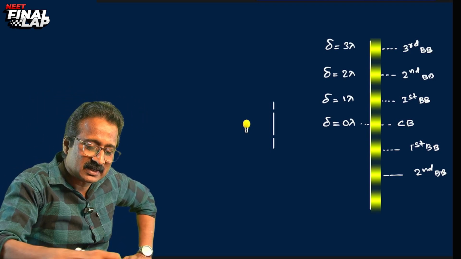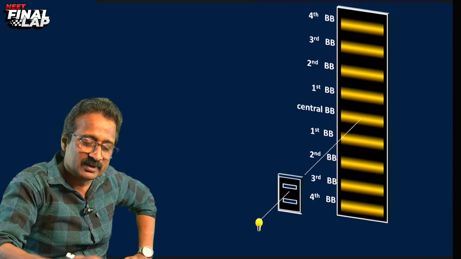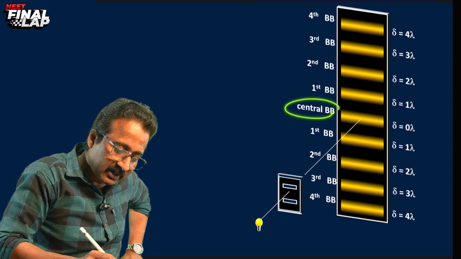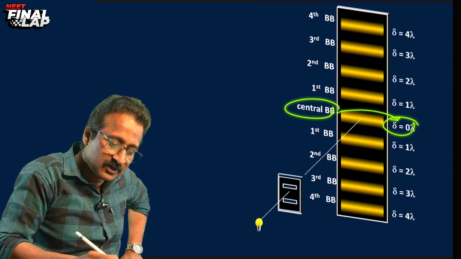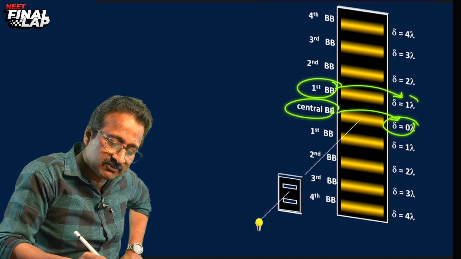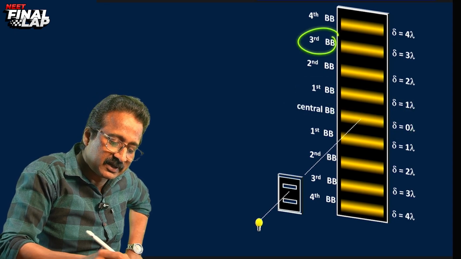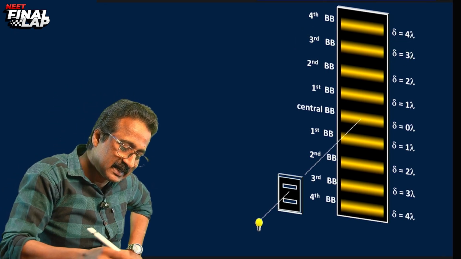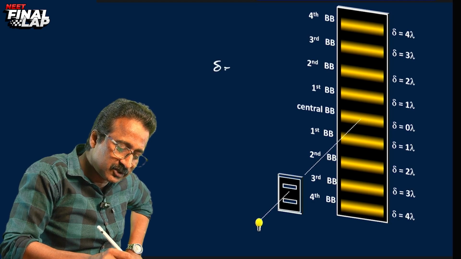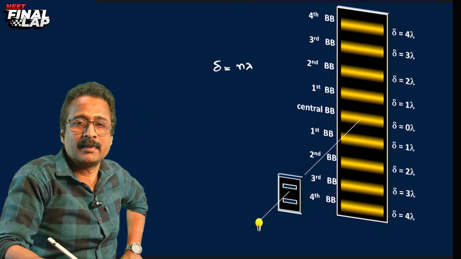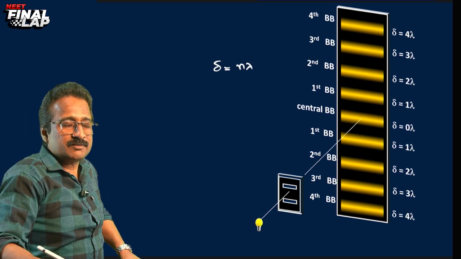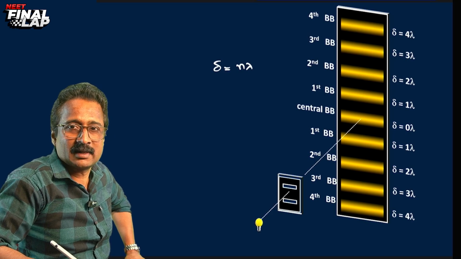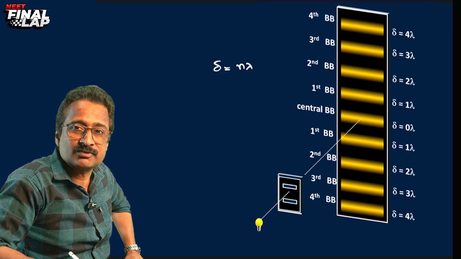So you must remember the path difference corresponding to each band. And this picture is much more clear in that regard. See, central band is produced because of 0 lambda. First bright band is produced because of a path difference of 1 lambda. Third bright band is produced because of a path difference of 3 lambda, and so on. So generally I can say any bright band you can see on the screen is produced because of a path difference of n lambda. If it is a 10th bright band, it is because of 10 lambda. If it is 20th bright band, it is because of a path difference of 20 lambda. That's how we understand the formation of bright bands.